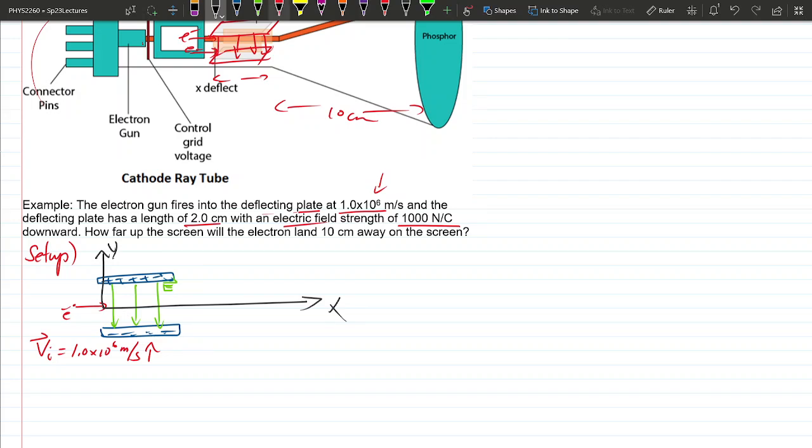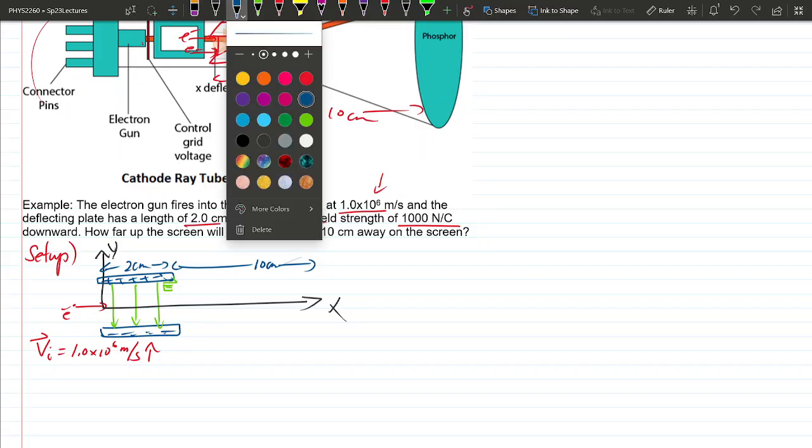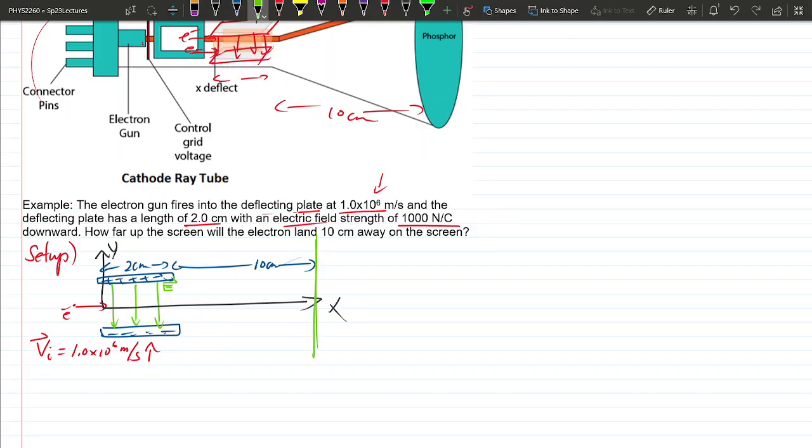The plate has a length of 2 centimeters, and then the distance to the screen is 10 centimeters, which is longer. So let me draw the screen up here. The electron has to travel 2 centimeters and 10 centimeters in the x direction. The problem is that while it is inside the electric field, it has a constant acceleration, because the electric force is going to pull it upward. Outside the deflecting plate, it's going to go in a straight line.